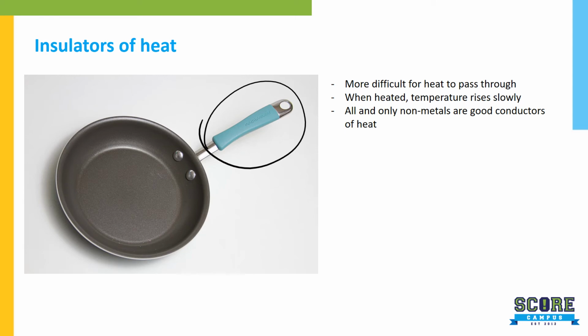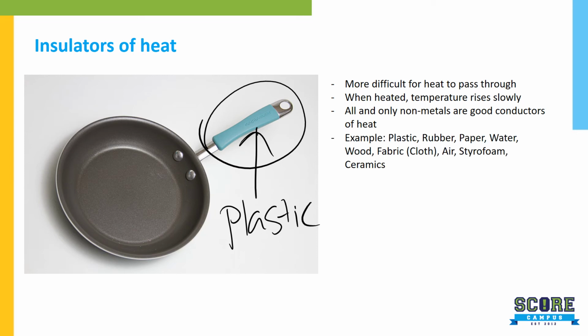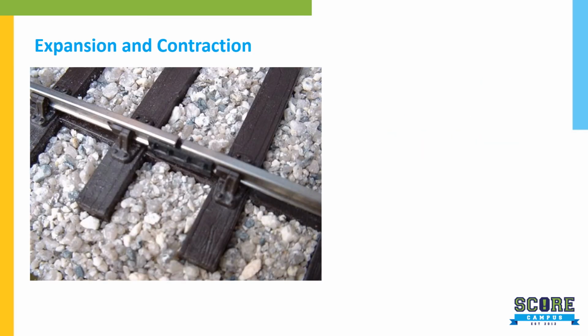The handle is most likely made of plastic, which is also an insulator of heat. Other examples of insulators include rubber, paper, water, wood, cloth, any form of fabric, air, styrofoam, ceramics. So any non-metal you see is an insulator of heat.